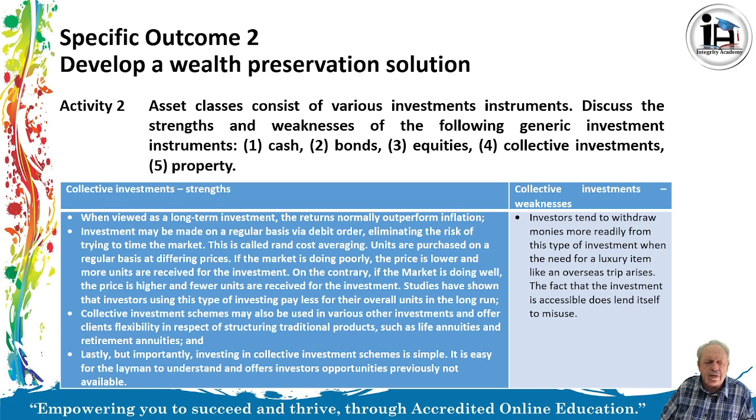Collective investment schemes may also be used in various other investments and offer clients flexibility in respect of structuring their traditional products, such as life annuities and retirement annuities. And lastly, but most importantly, investing in collective investment schemes is simple. It's an easy way for the layman to understand and offers investors opportunities previously not available to them. One of the other weaknesses of a collective investment is that the investors tend to withdraw their money more readily from this type of investment, which they then use to buy luxury items or overseas trips. And the fact is that the investment then gets misused by the investor.